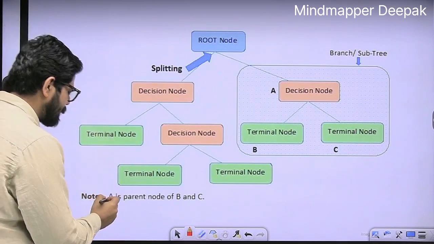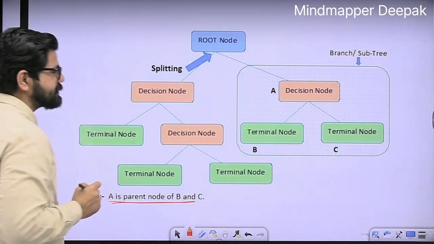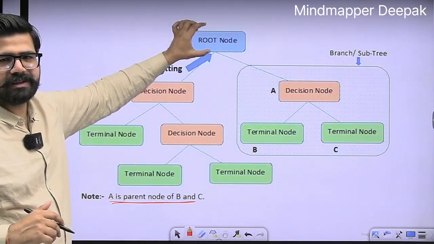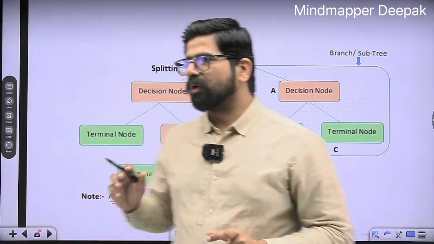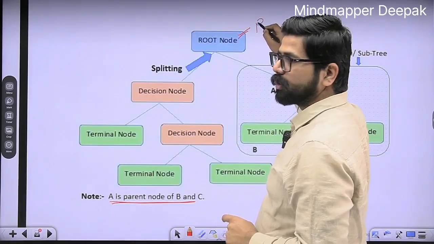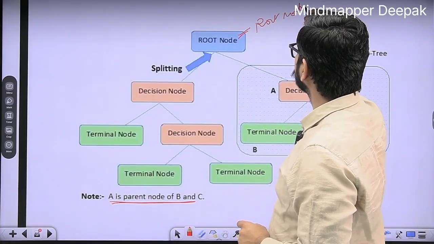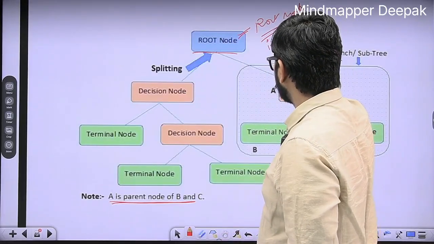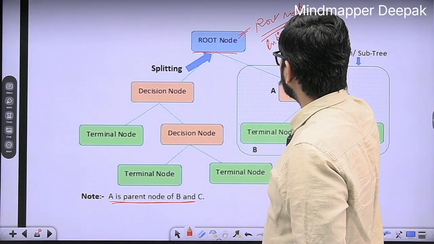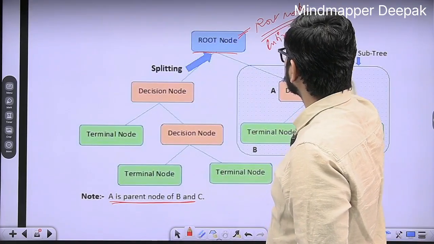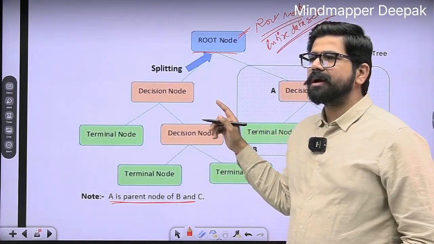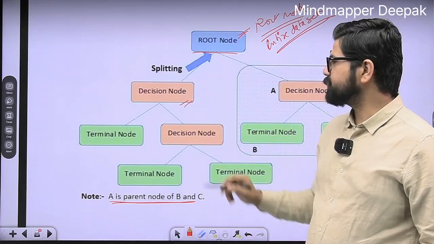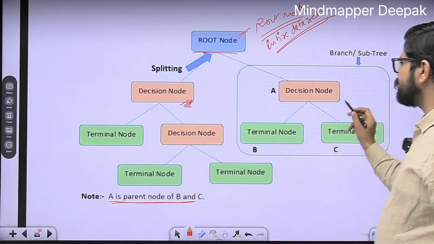You can find that A is the parent node of B and C. Here we have the subtree, or the branches. The initial and first node is known as the root node. Always keep in mind, this is your root node. Here the entire data set will be present. After that, we do the splitting, where two nodes are there. The first one is a decision node, and the second one is your second decision node.